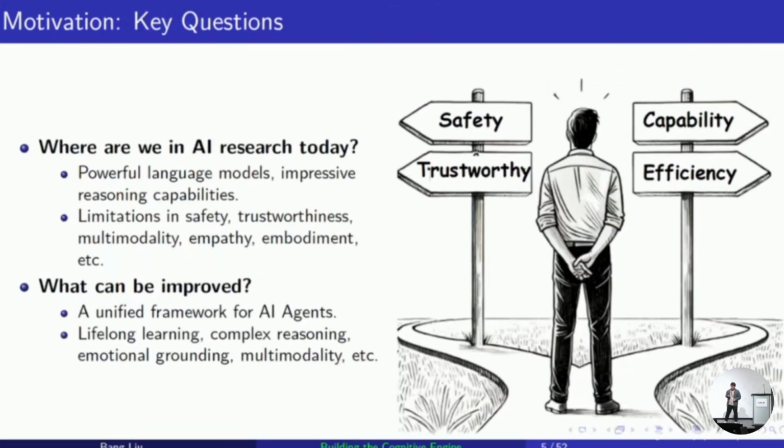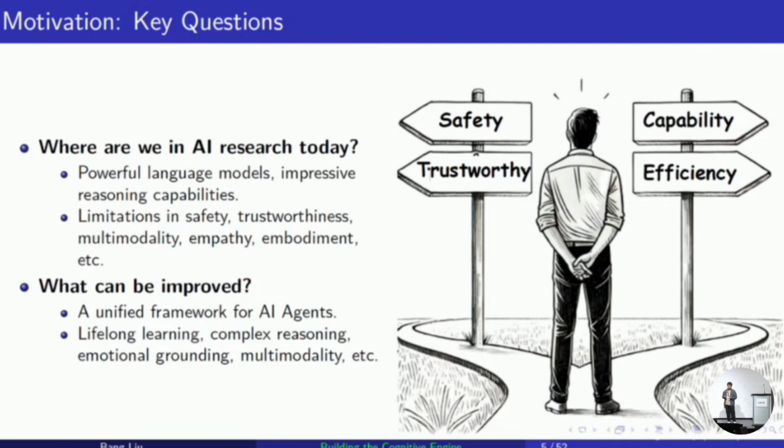But like we can see, the capability, the efficiency, and so on, they are quite good right now, although we can still keep improving it, but there are also key limitations. For example, the safety, trustworthiness. We can still improve its multimodality, which is not as good as pure text, empathy, emotional support, embodiment, and so on. So we want to know, where are we now in the landscape of AI research today?